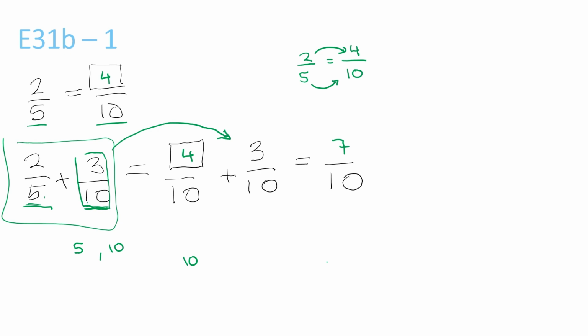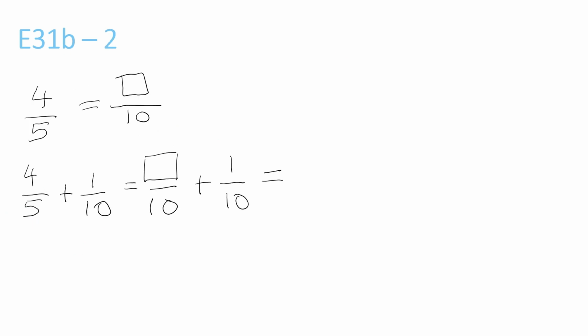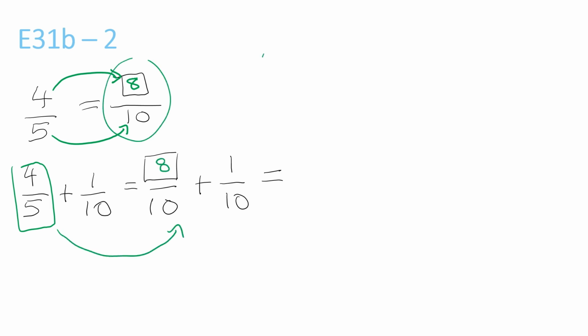Make sure the bottom numbers are always the same when adding or subtracting. With multiplication or division, it doesn't matter. This one here, 5 times what is 10? It's 2, right? So 4 times 2 is 8. Now we have 4 over 5 down here, plus 1 over 10. Remember the 4 over 5 we just made equal 8 over 10. So we can just write 8 here. Now we have 8 over 10, plus the 1 over 10 from here. That gives us 9 over 10.